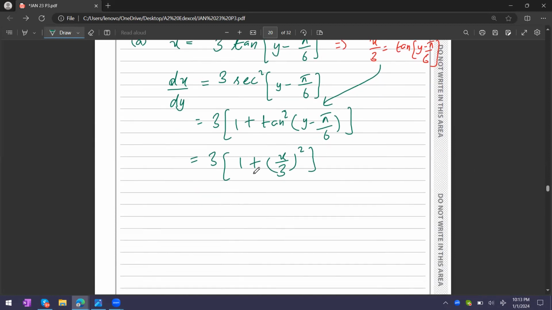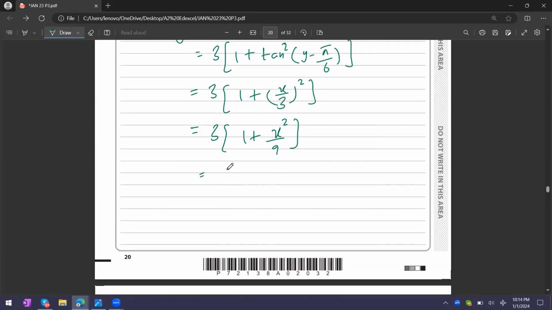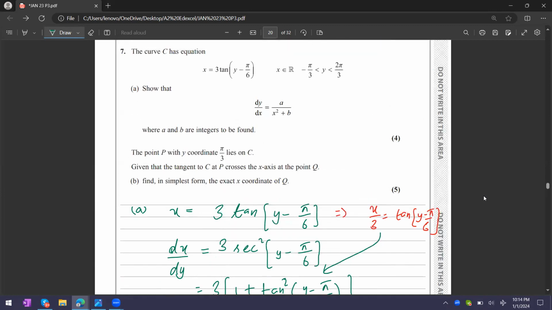Now we are almost there, near to the answer. Just simplification. 1 plus x square over 9. You can simplify this expression: 9 plus x square over 3. Take the LCM, etc. Then this is dx by dy. So dy by dx is the reciprocal of dx by dy. So 3 over 9 plus x square. That is what we were supposed to write.